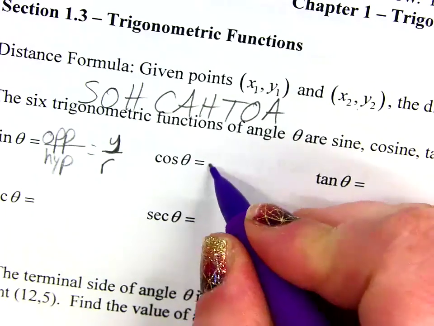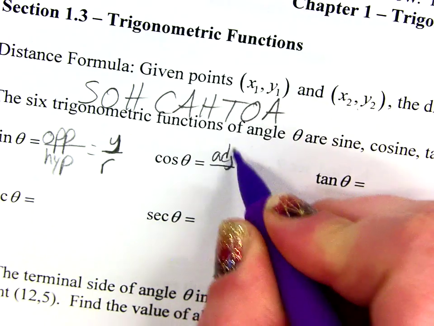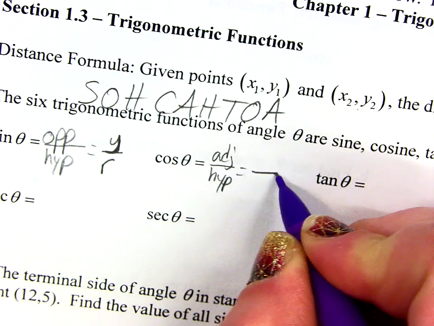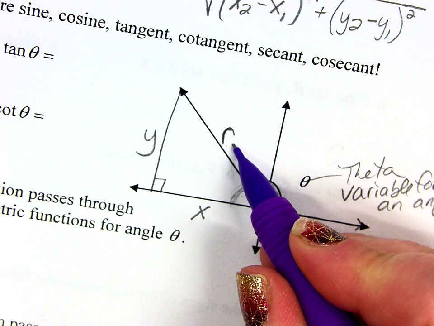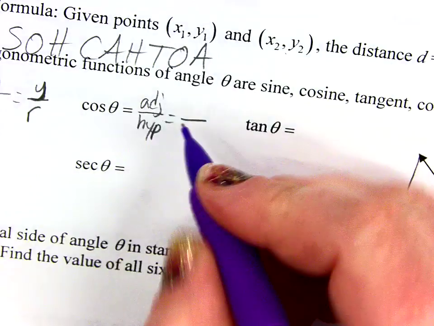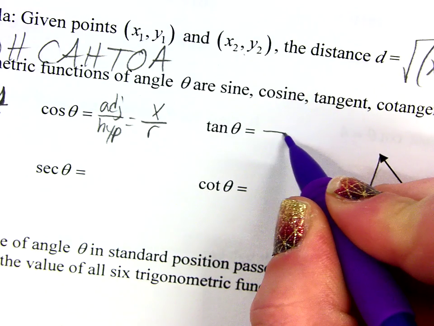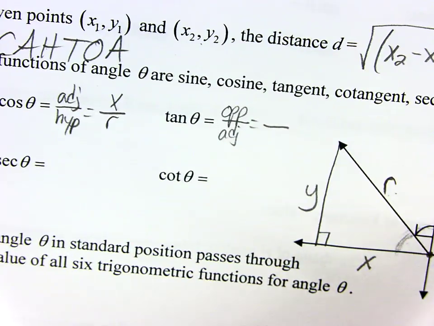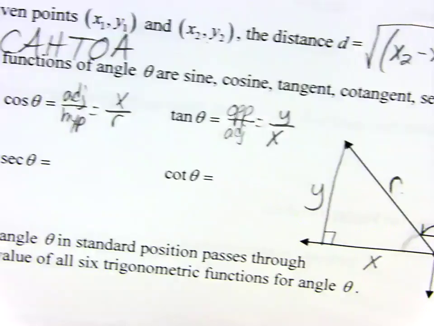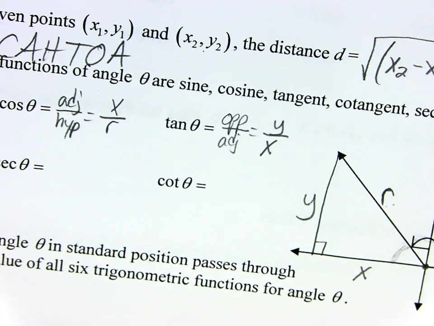Okay, cosine is adjacent over hypotenuse, right? So for us, that's now going to be x over r, right? According to this diagram, x over r. And tangent, as we know, is opposite over adjacent. So that will now be y over x. Okay, is everybody all right so far?